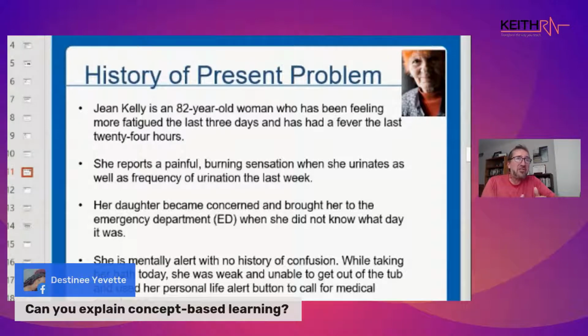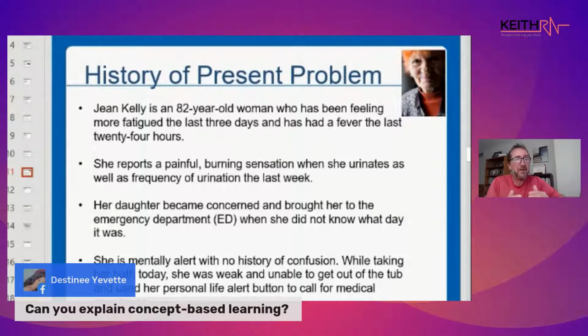Her daughter became concerned and brought her to the ER when she did not know what day it was. She is mentally alert with no history of confusion. While taking her bath today, she was weak and unable to get out of the tub and used her life alert button to call for medical assistance. So, using Tanner's framework of what are you noticing? The NCSBN just simply says the same thing: recognize cues. Let's apply that to this scenario.